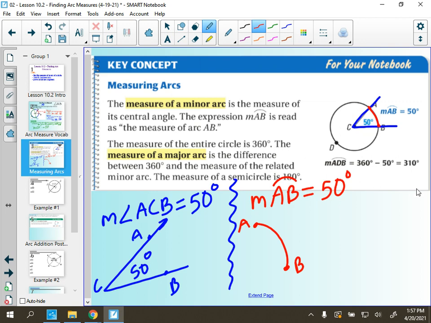The major arc here now, the measure of arc ADB, right? This bigger one, you can see it right here, is 360, the full circle, minus this 50-degree arc, this little red one, which is going to leave us with this full 310 degrees right here. So you can definitely have arc measures that are larger than 180. A semicircle, we said, would measure exactly 180.